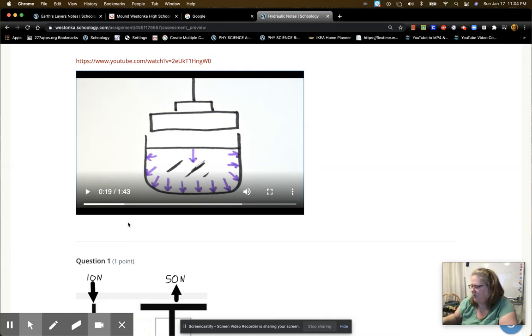We get into copyright issues if I play the whole thing through, but it is in the notes too, so if you ever need to go back and look at it, it's there.